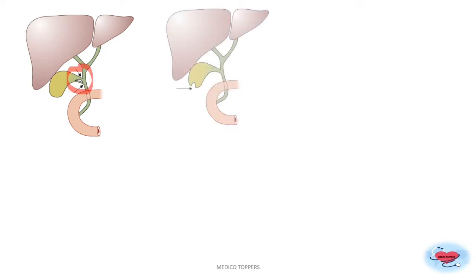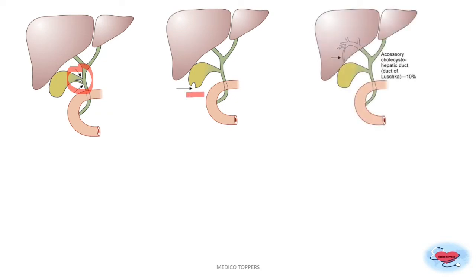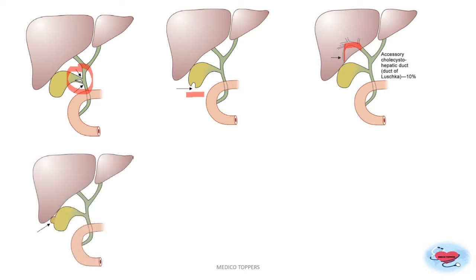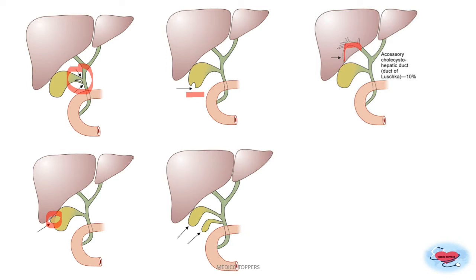Second one, this is Phrygian cap. Next, this is the duct of Luschka, which means accessory cholecystohepatic duct. Fourth one, this is gallbladder diverticulum. And the next one, double gallbladder. In this picture it has separate cystic ducts, but it can be a double cystic duct or it can present with a single cystic duct also.